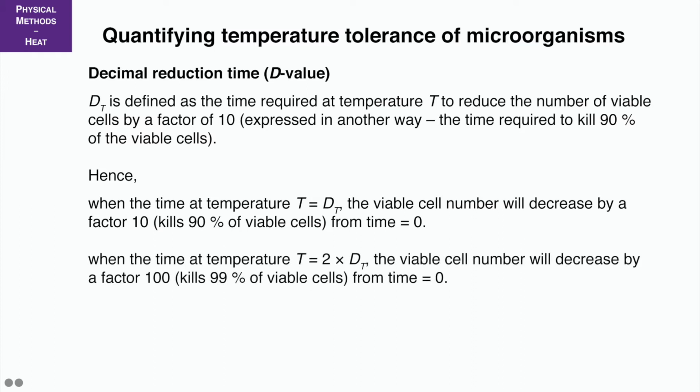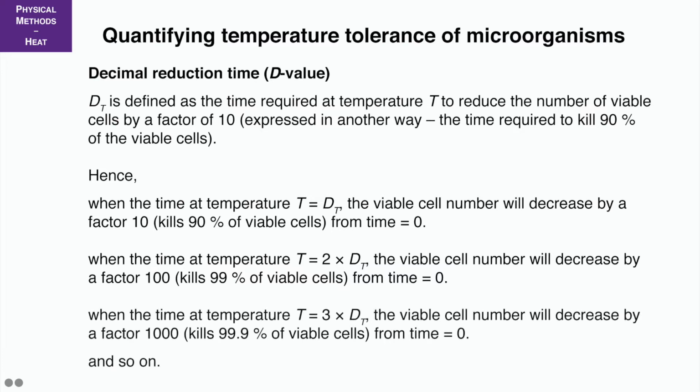If the exposure time is twice that of the decimal reduction time, the number of viable cells will decrease by a factor of 100, i.e. a 99% reduction. If the exposure time is 3 times that of the decimal reduction time, the number of viable cells will decrease by a factor of 1000, i.e. a 99.9% reduction, and so on.